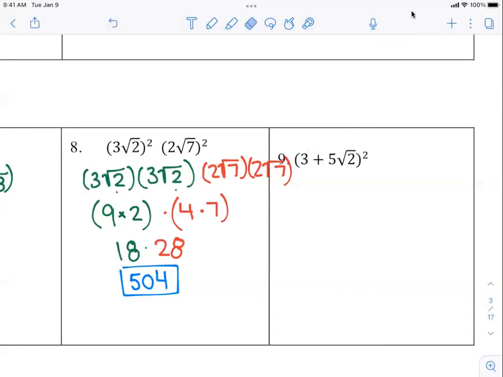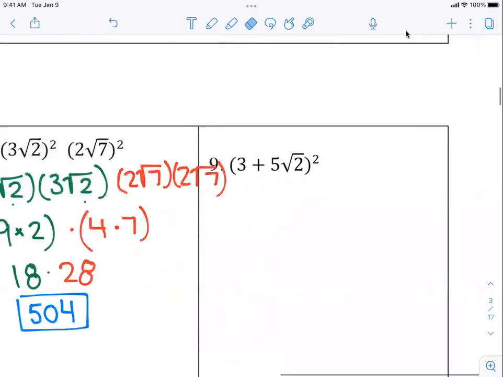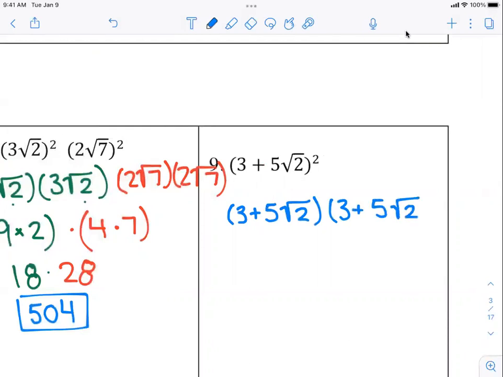So instead, this is actually a FOIL. So we have 3 plus 5 root 2. So again, that is like saying 3 plus 5 root 2 times 3 plus 5 root 2. Now you can't use any shortcut here. You have to just FOIL this out.